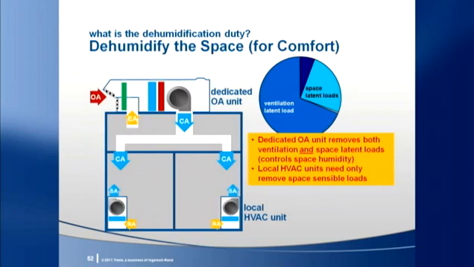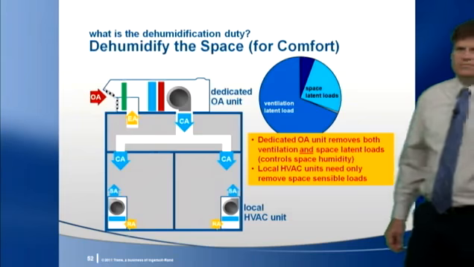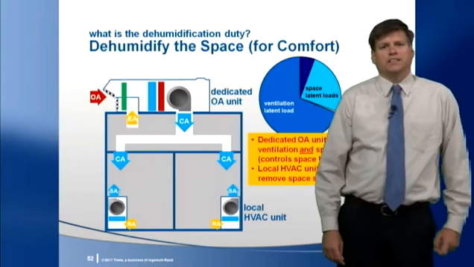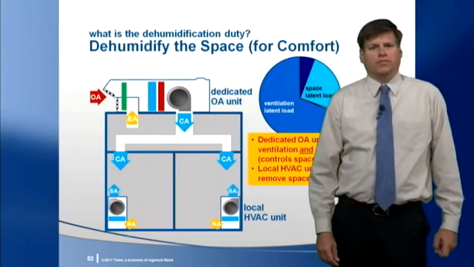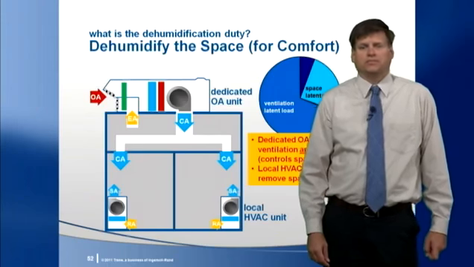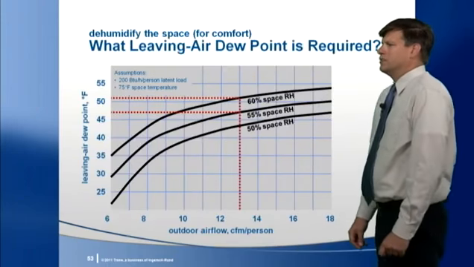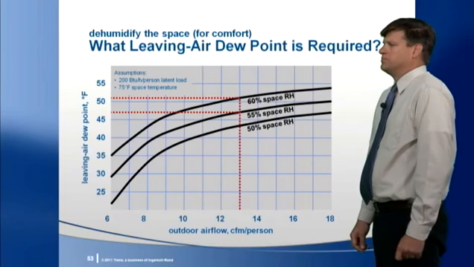This means the dedicated unit is designed to remove not only the latent load from the ventilation air, but also the space latent loads. Then the local units only need to remove the space sensible loads. As John explained, to remove the space latent loads, the dedicated outdoor air unit needs to dehumidify the air to a dew point that is drier than the space. How dry depends on the desired indoor humidity level, the outdoor air flow rate, and the space latent load. This chart approximates the required dew point.